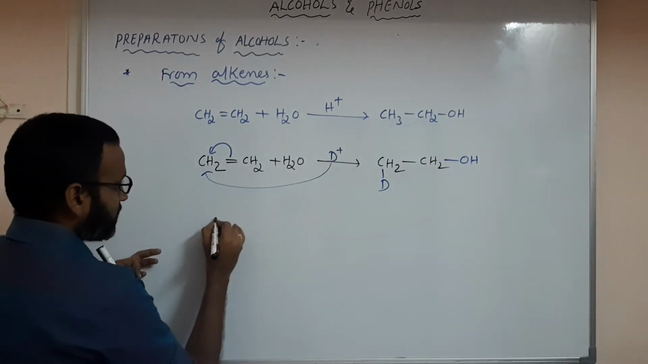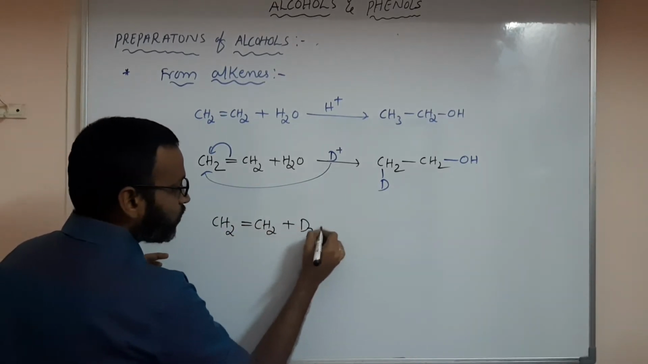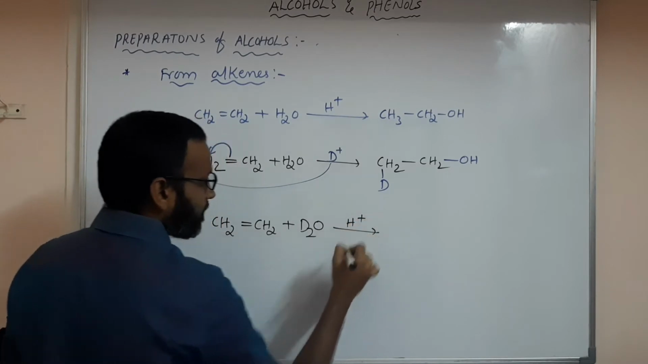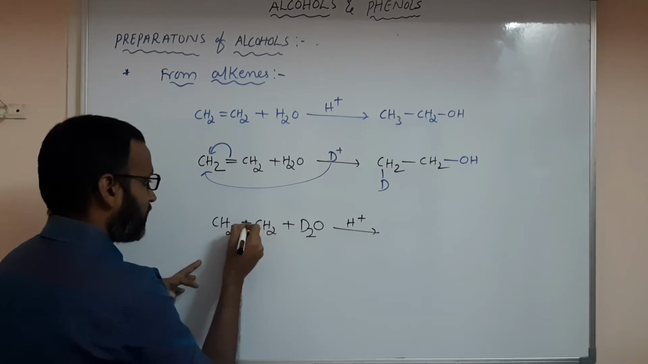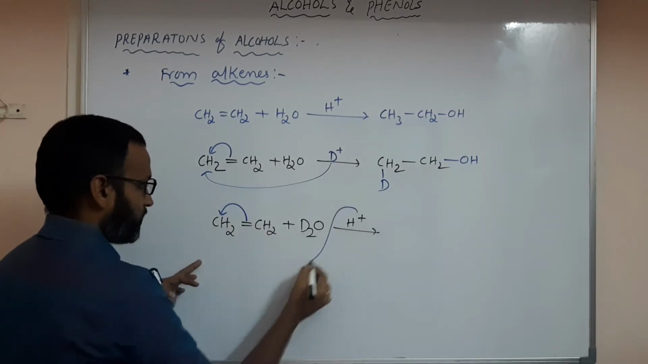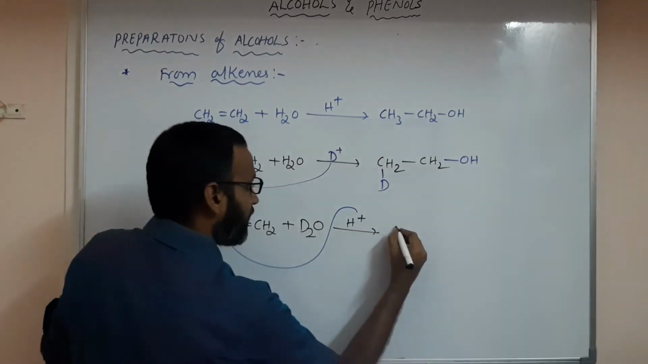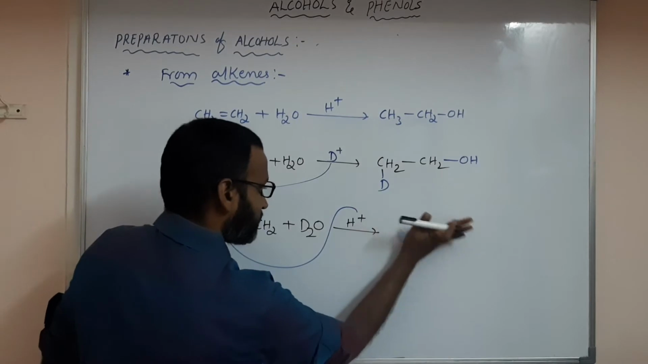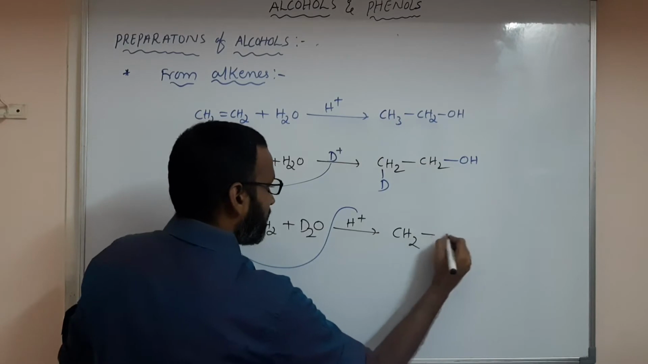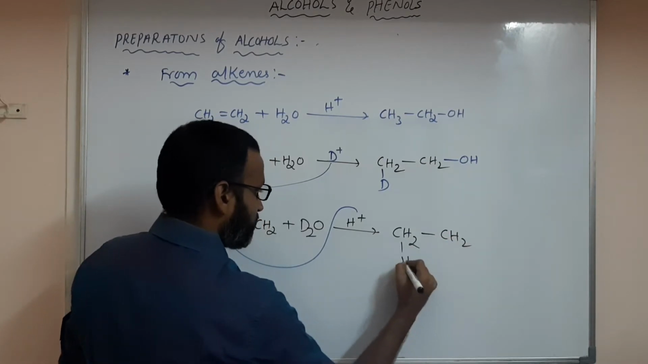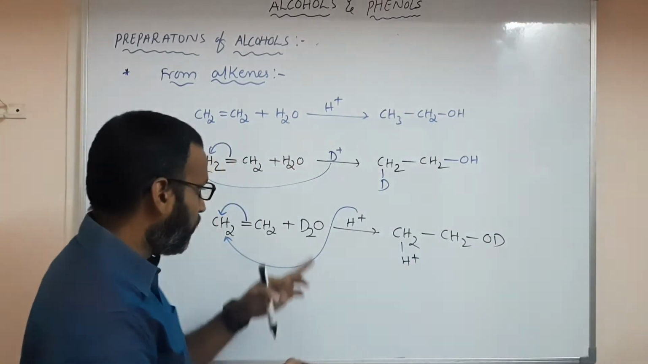Understanding? Same reaction I am taking now: CH2=CH2, using D2O and H plus. Then how does the reaction happen? Same story. This will migrate like this, and this H plus will come over here because this carbon gets the negative charge. Now what you have is CH2, CH2, and here H plus and OD. See the difference: OD you have.